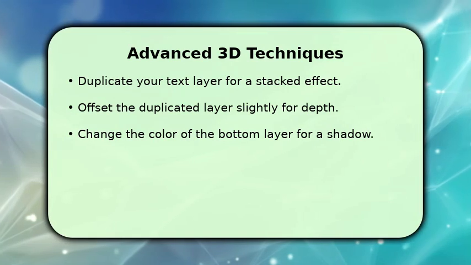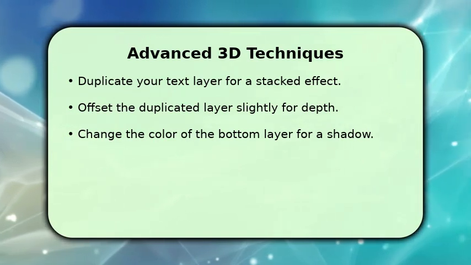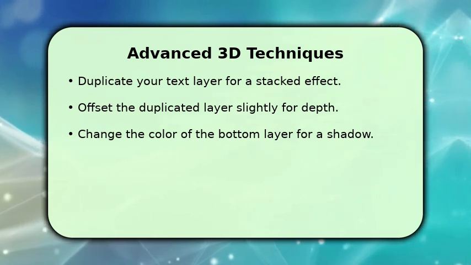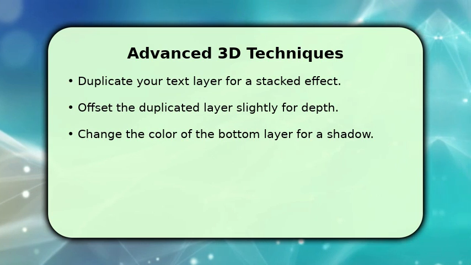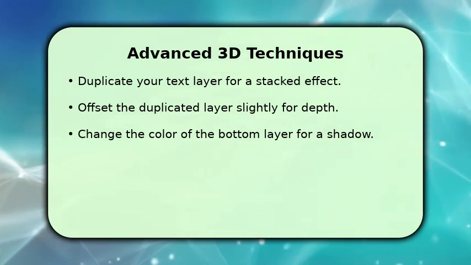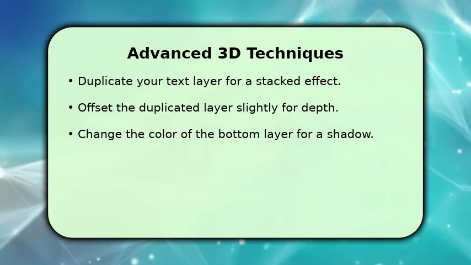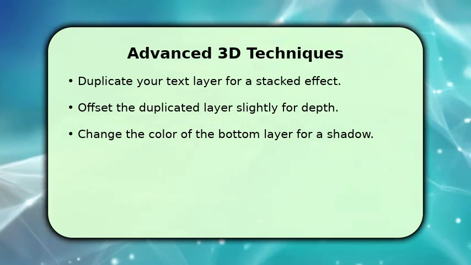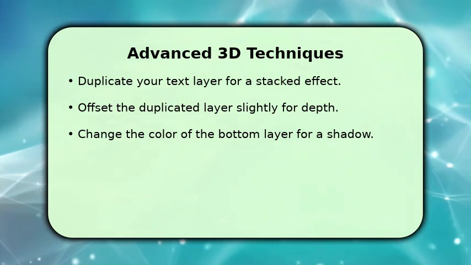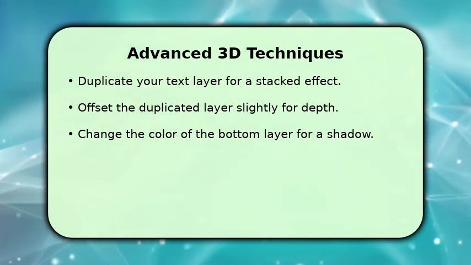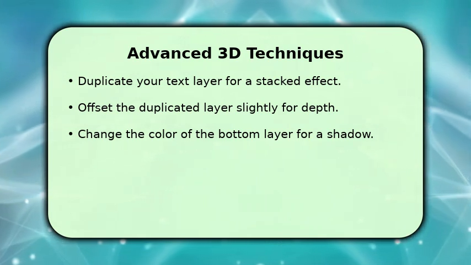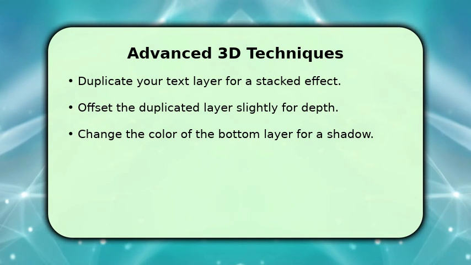For a more advanced three-dimensional look, try duplicating your text layer. Place the duplicate directly behind the original, then slightly offset it by a few pixels, perhaps 2 or 3, in a chosen direction. Changing the color of this bottom layer to a darker shade creates a realistic shadow or extrusion. This layering technique provides a custom, robust, three-dimensional appearance. Remember to group your layers afterward for effortless resizing and repositioning within your design.